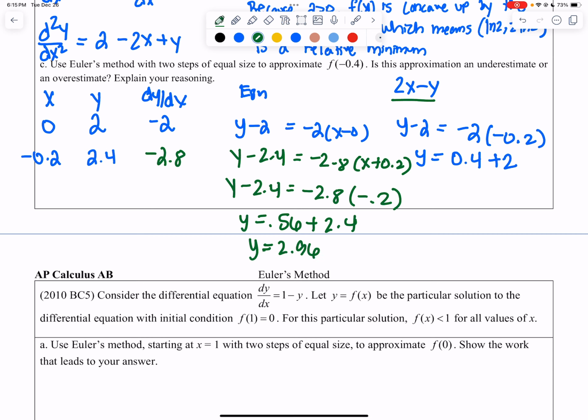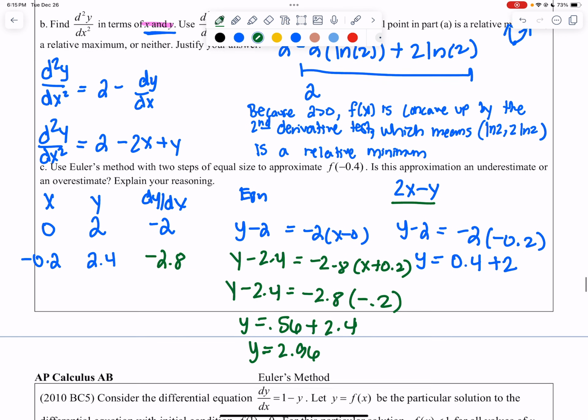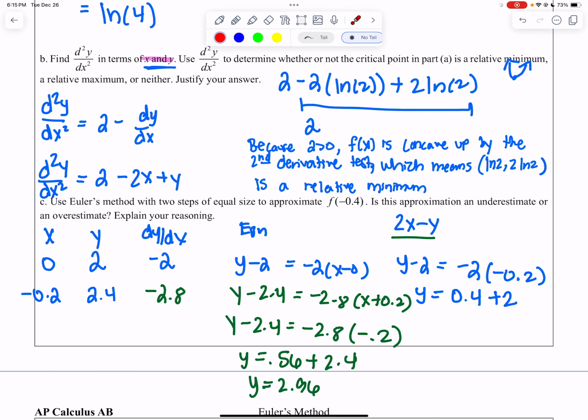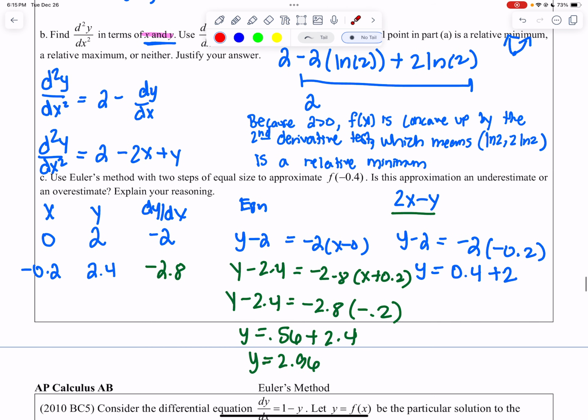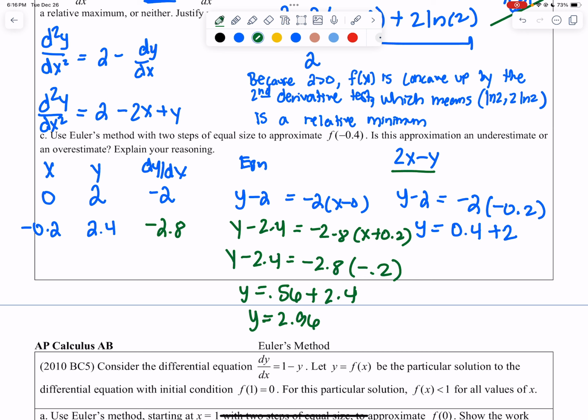All right, so now we want to figure out if this is an underestimate or an overestimate, and we want to explain my reasoning. Well, based off of part B, we already said that my function concaves up. Since my function concaves up, this means that my tangent line approximation is going to be an underestimate because my tangent line is going to fall below the graph. So we know that 2.96 is an underestimate.